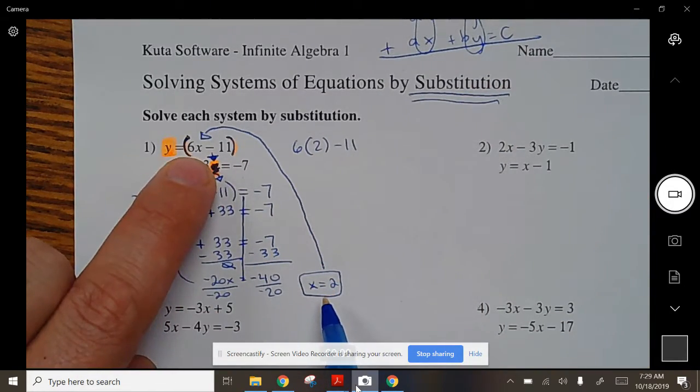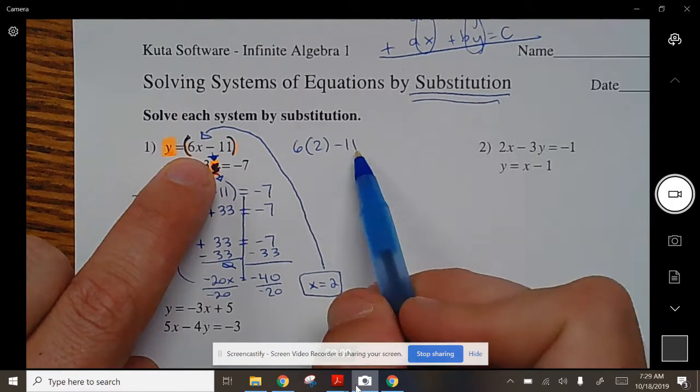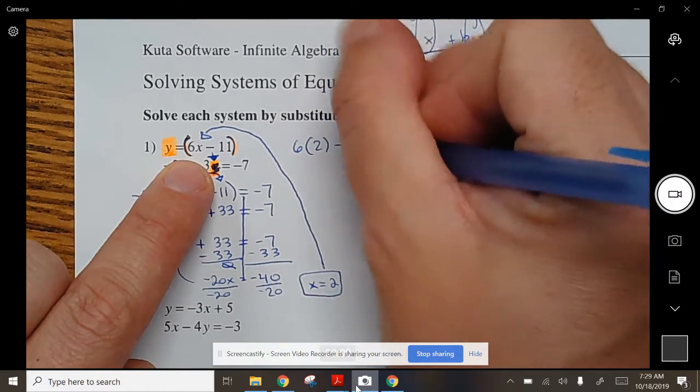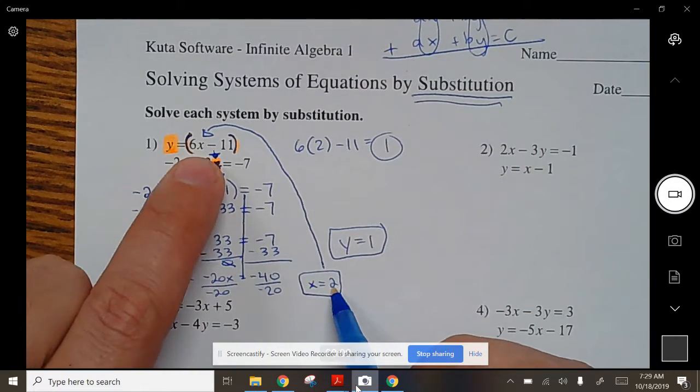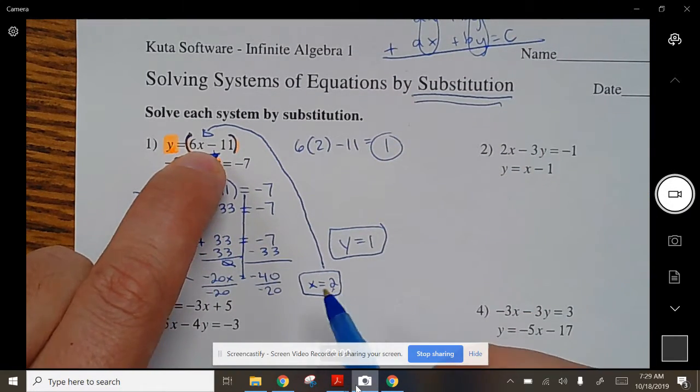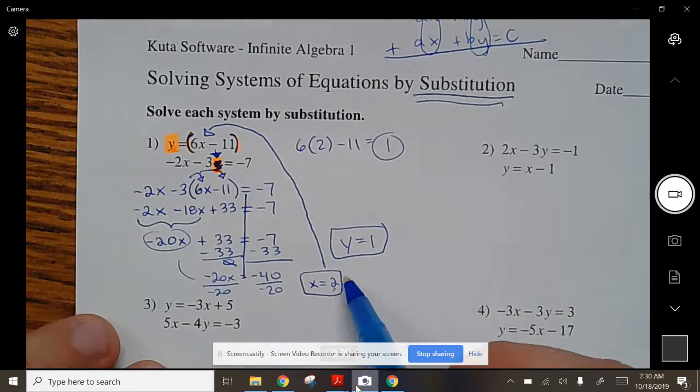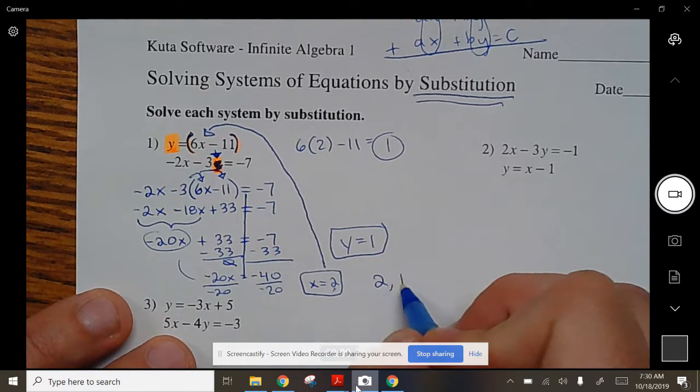6 times 2 is 12. 12 minus 11 is 1. So y equals 1. Again, we plugged in 2 here. 6 times 2, 12 minus the 11 equals y. y equals 1. How would you write your answer?